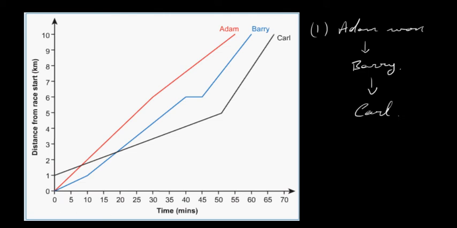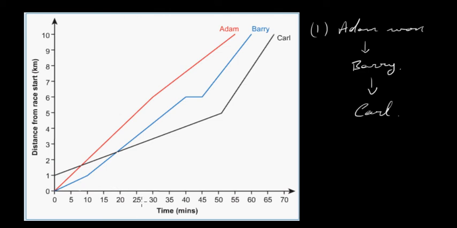So you might be asked things like, when did Adam pass Carl by? So here you've got Carl running along here, and you've got Adam running along here, and Adam overtakes Carl at this point here. So it's roughly about 7.5, 8 minutes. After about 7.5 or 8 minutes, Adam has passed Carl. Now, what about Barry? Well, Barry has passed Carl at this point here, and that's roughly just under 20 minutes, maybe 19 minutes or so.